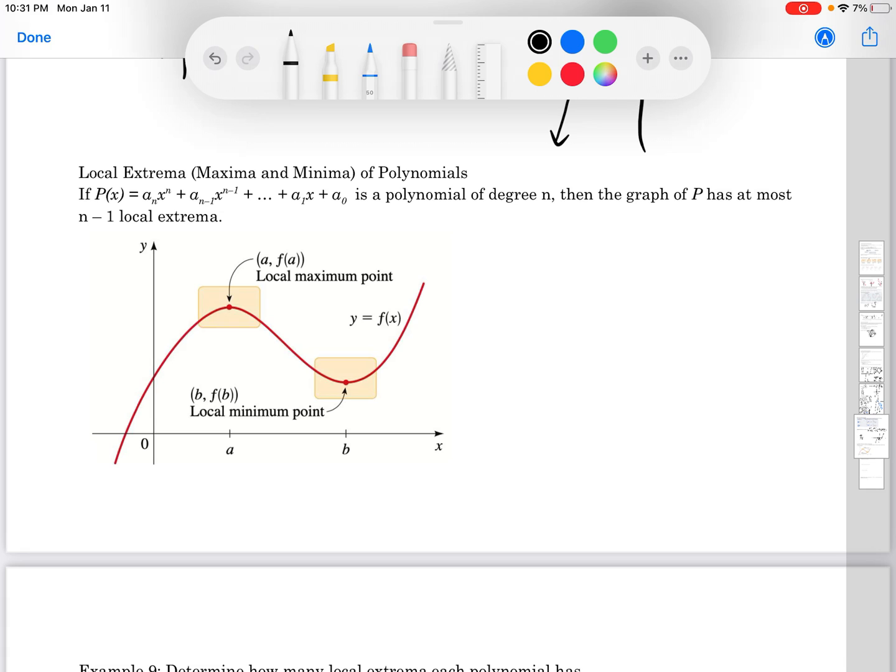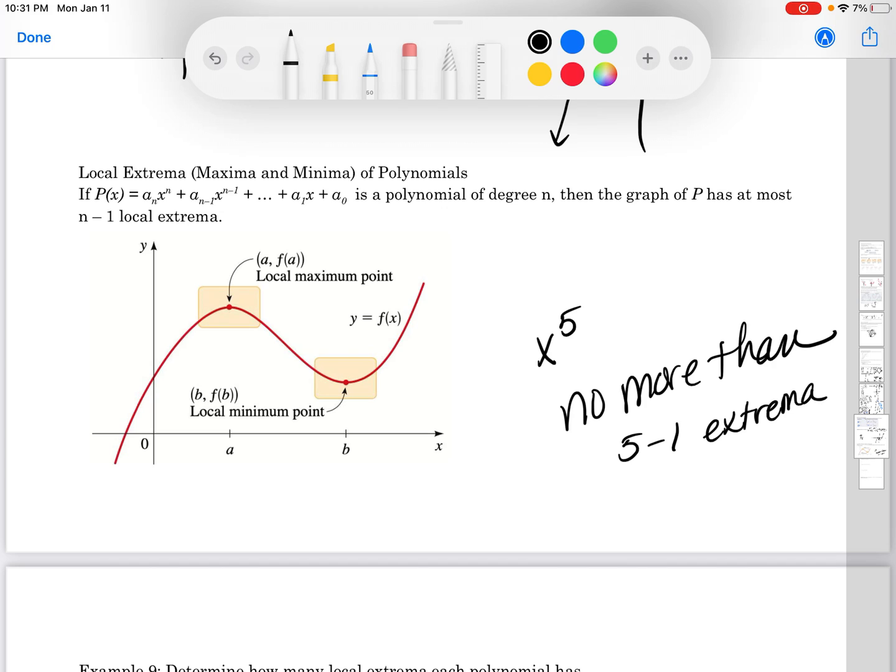So if I have something that is a 5th degree, I should see no more than 5 minus 1 extrema, or local extrema, I guess I should say. So really, there's no more than 4 maxes and mins in total.